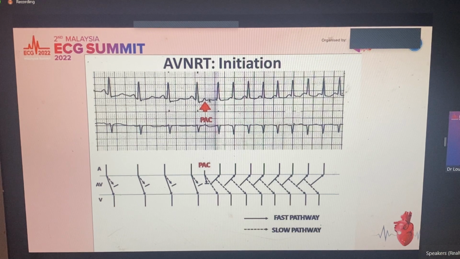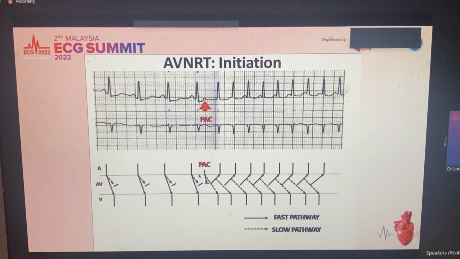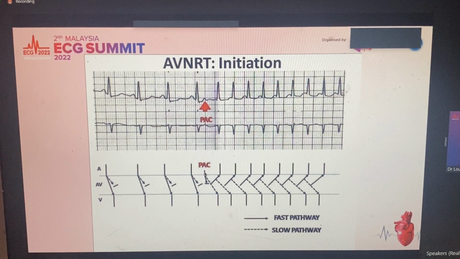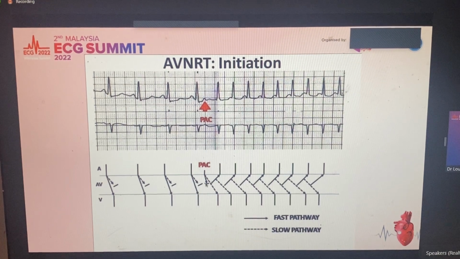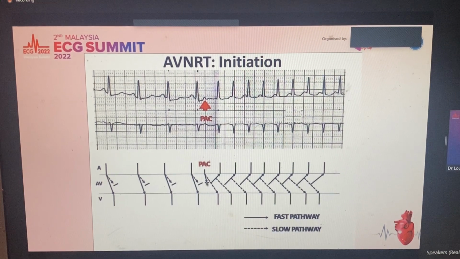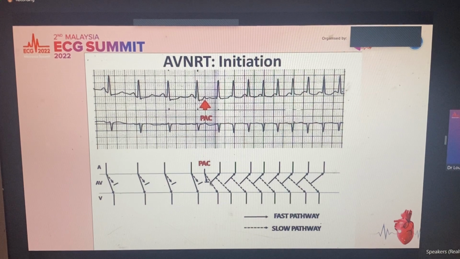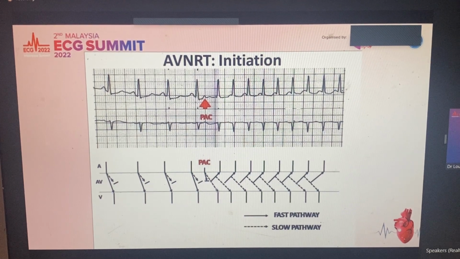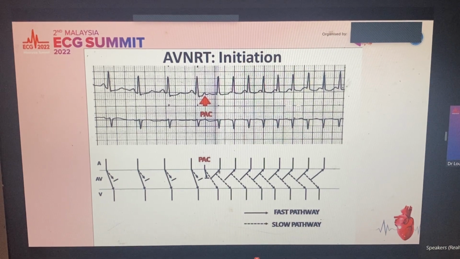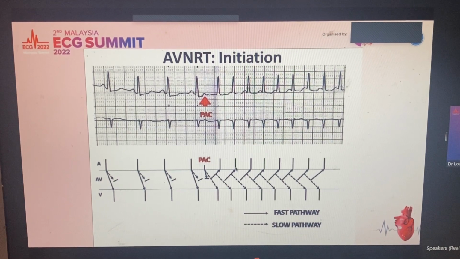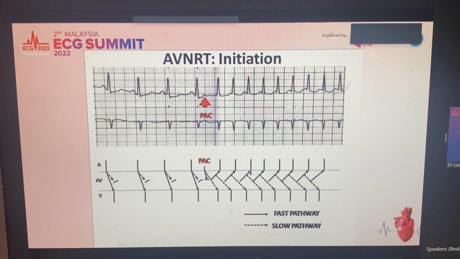So if you look at the ladder diagram, what this PAC does is, once the PAC comes in, the fast pathway is actually blocked here, which is normally used for normal conduction, because it's refractory, right? So the PAC gets blocked in the fast pathway, and it goes down the slow pathway, depolarizing the ventricle, and makes a U-turn and goes back up, depolarizing the atrium, and this persists. So we call this a slow-fast AVNRT.